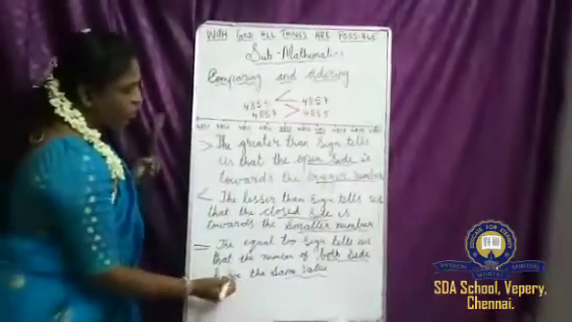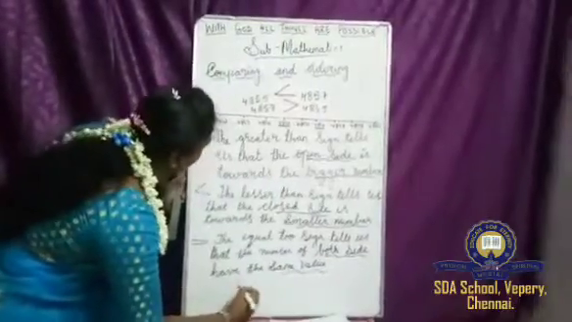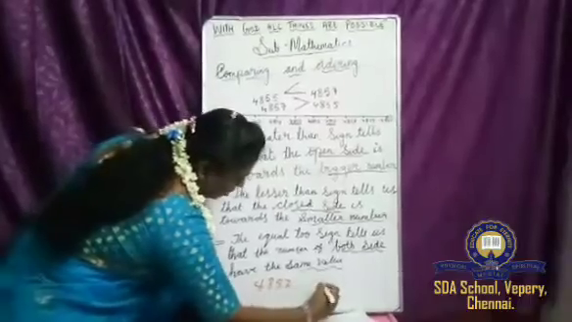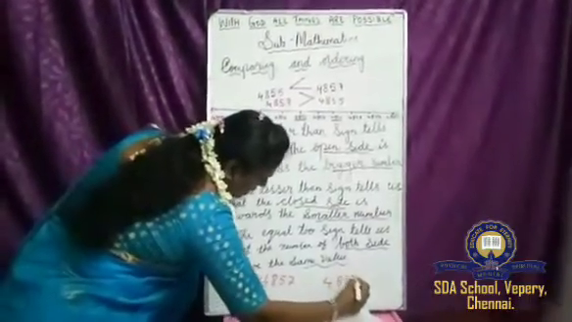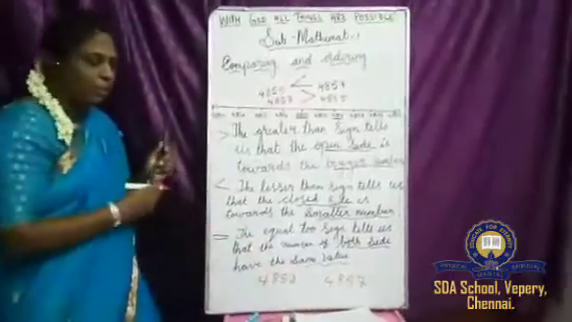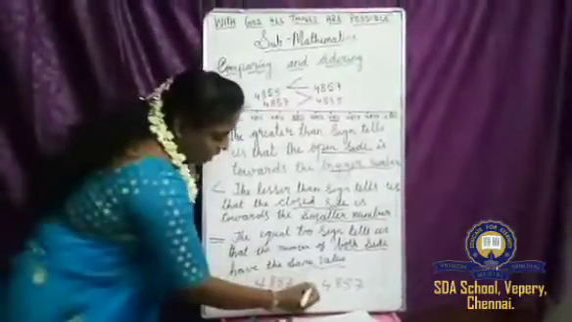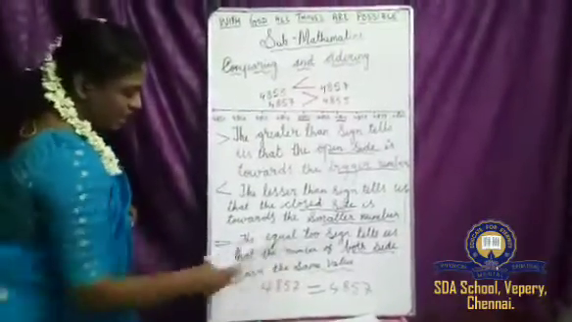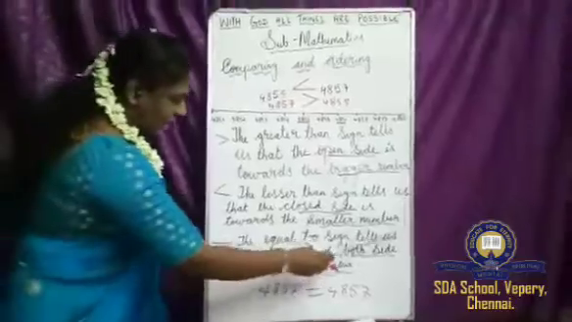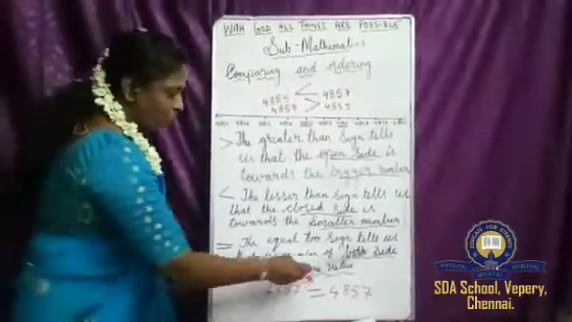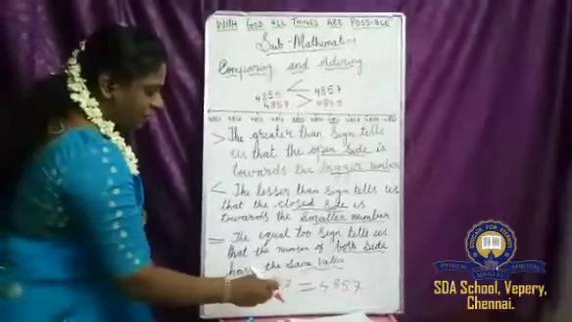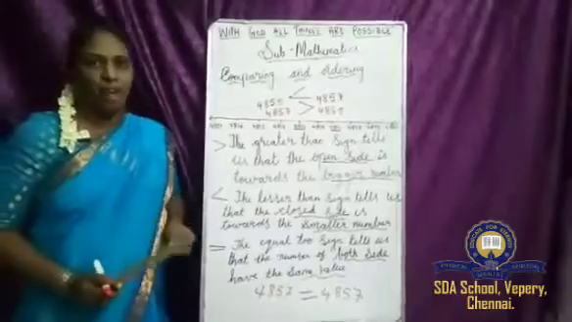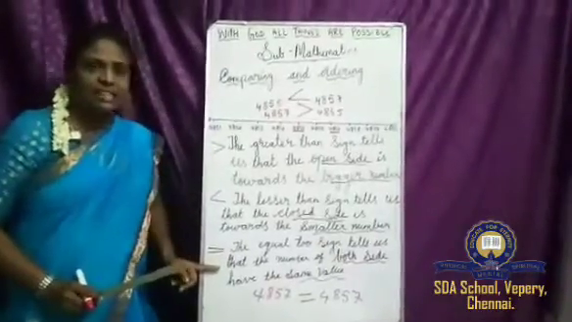This is equal to. For equal to I'll give an example like this: 4857, and here also 4857. Both have the same values, so we'll have equal to, both are equal. The equal to sign tells us that the numbers on both sides, right side and left side, have the same value. Children, did you understand this? Very good.